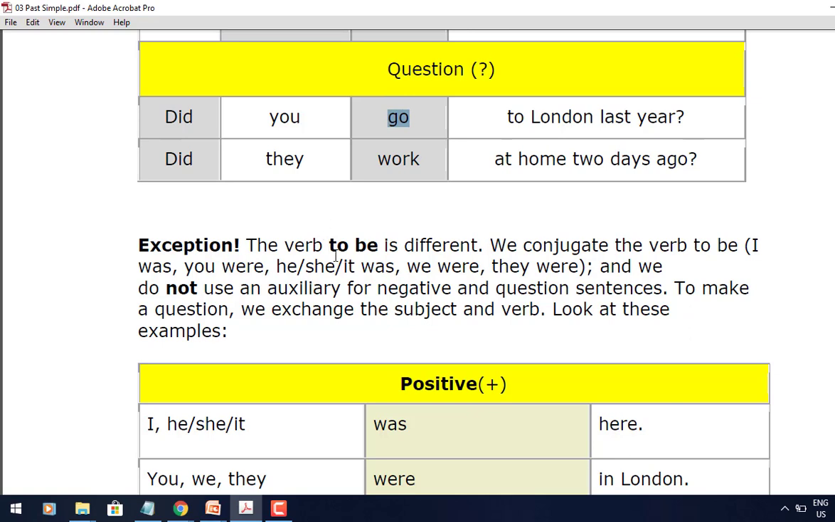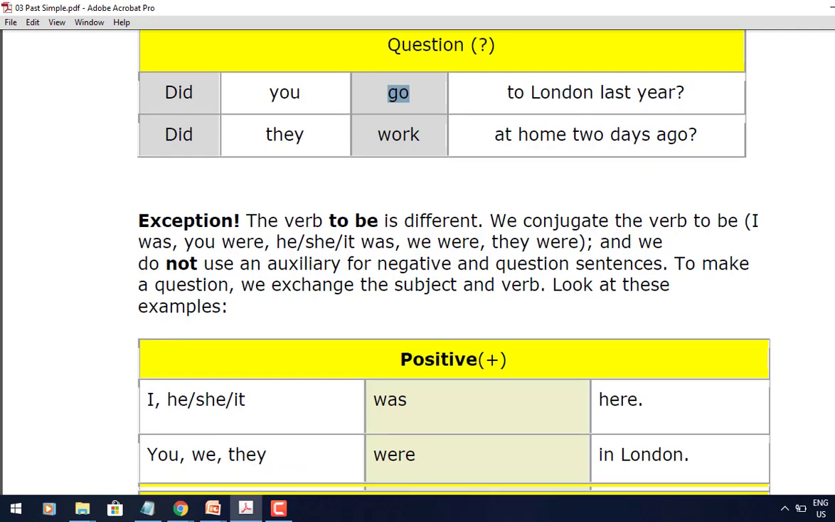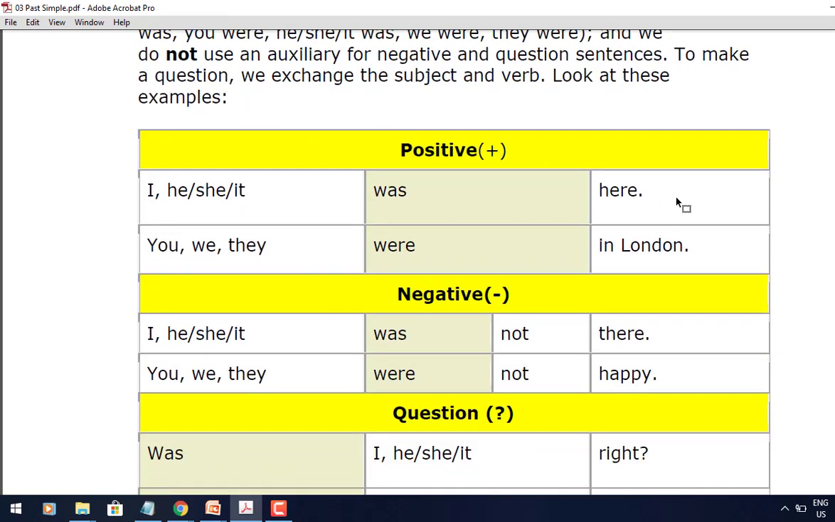Exception. The verb to be is different. We conjugate the verb to be. I was, you were, he, she, it was, we were, and they were. We don't use an auxiliary for negative and question sentences. To make a question, we exchange the subject and the verb, like the following example. I was here, he was here, she was here, it was here.